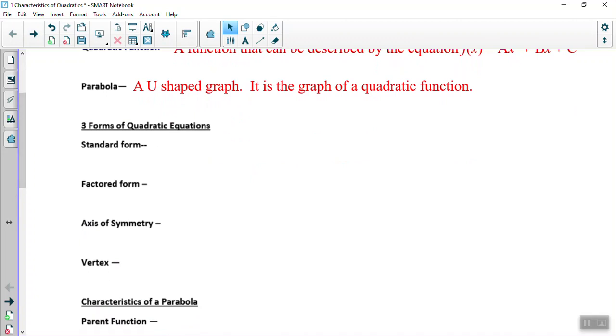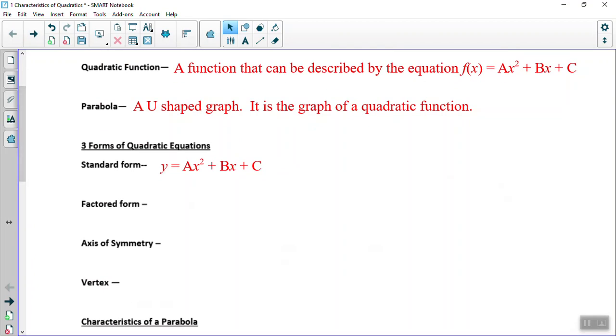Here we have listed two of them, and then we're going to add in the third one over here. So standard form is just that. It's the same one that we've been looking at over and over again, last unit and what I have up here. The only difference is I've replaced the f of x with a y. And if you remember from past units, f of x and y mean the exact same thing.